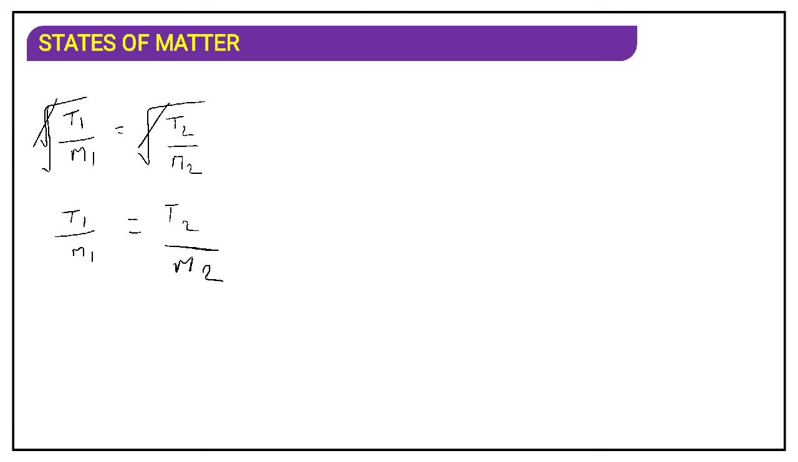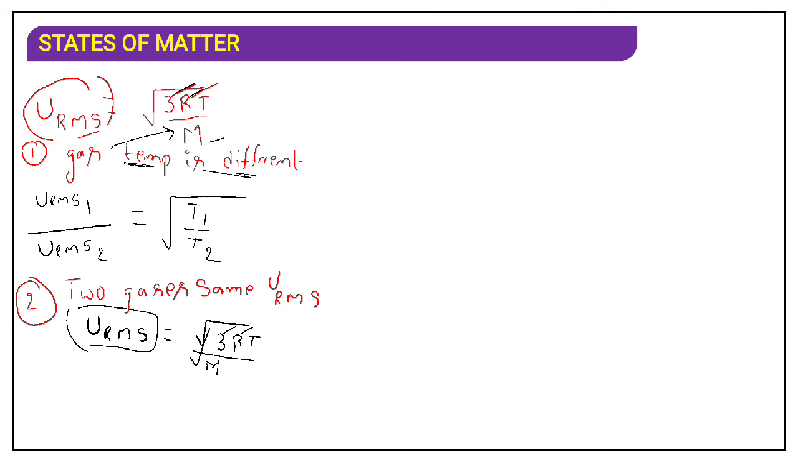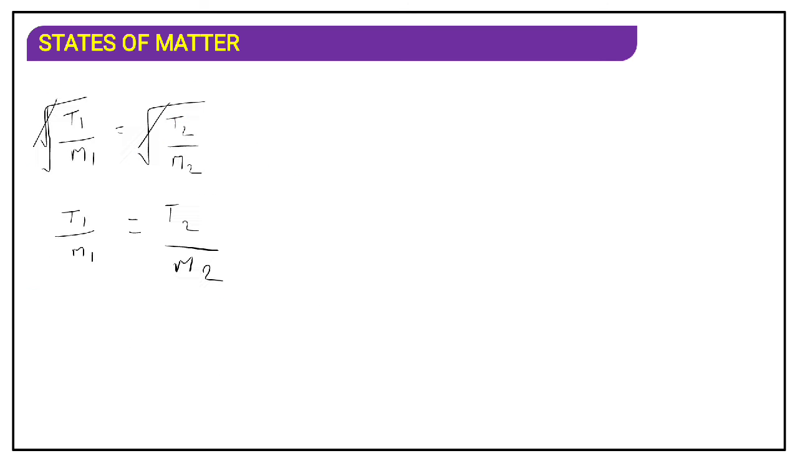Okay, now this is the third condition. What is the third condition here? The third condition is two gases having same URMS but different temperature and different molecular mass. In that time we have this formula.